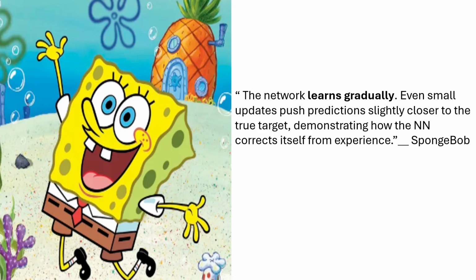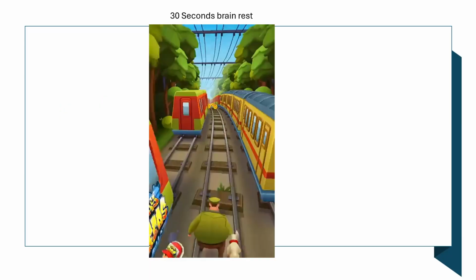Now let's read what SpongeBob has to say on this matter. The network learns gradually. Even small updates push predictions slightly closer to the true target, demonstrating how the NN corrects itself from experience. Take a 30-second pause because I love you.